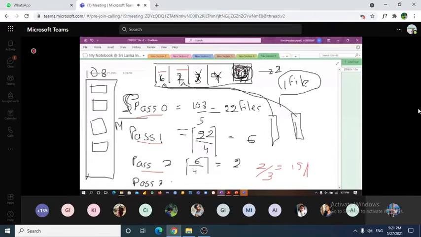Is that part clear? Or do you all have any doubts? I hope nobody has a doubt.